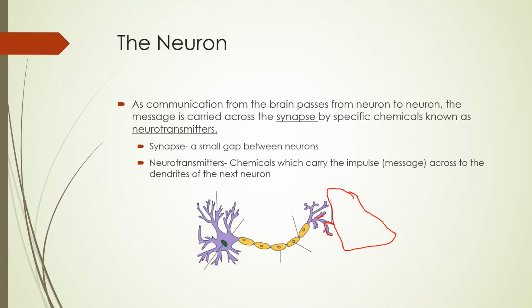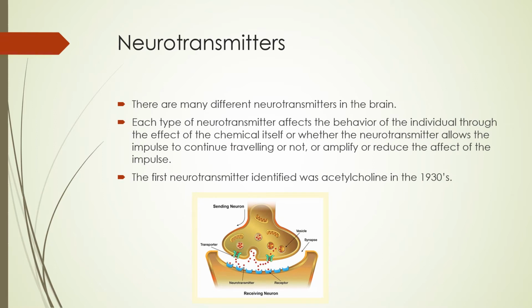And what carry these messages across from one neuron to the other are these chemicals called neurotransmitters. And like the title of the PowerPoint suggests, this is really what we're going to be talking about quite a bit, because these carry the impulse or message across to the dendrites of the next neuron. And based on the type of neurotransmitter and the type of chemical that is taking place, the message can be changed in a lot of ways. And the ways in which we process this message can be changed, therefore changing the behavior as well.